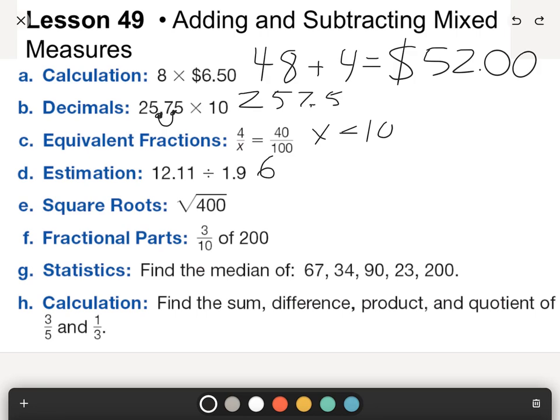Anyway, E, pretty simple, just 20 times 20 is 400. Then 1/10 of 200 is 20, so 3 times 20 is 60. Then median, yes, correct. It is 67.